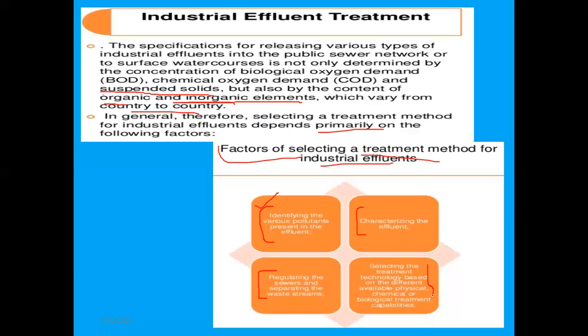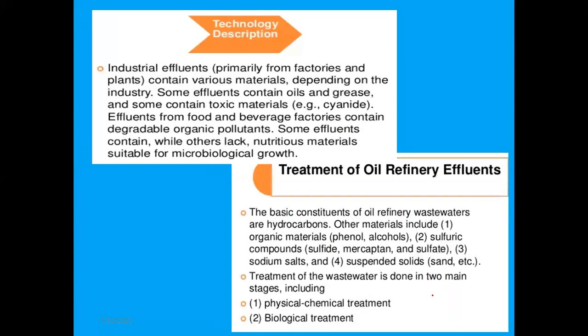Okay, next. Next one is the technology description. So we will discuss the detailed description. In that, the first one is industrial effluents primarily coming from the factories and plants. Plants, not the trees. Plants means the companies, factories or whatever they may call them.